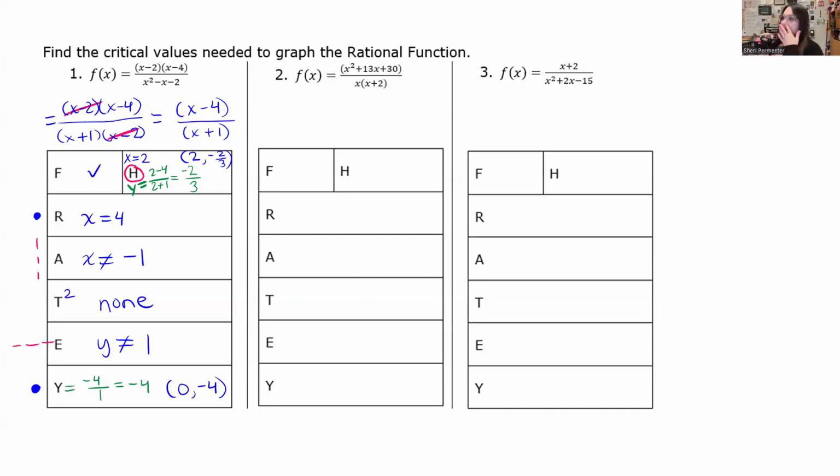That's it. If we had to graph, we would, but that's all I'm figuring out. Next problem, factor first. The denominator is factored, the numerator is not. So I'm going to look at my numerator and I'm going to try and figure out what two things can I multiply to make 30 that could put together to make 13. Think of factors of 30.